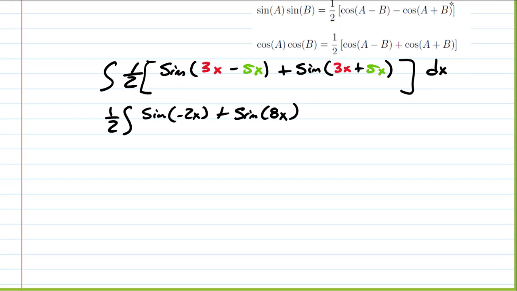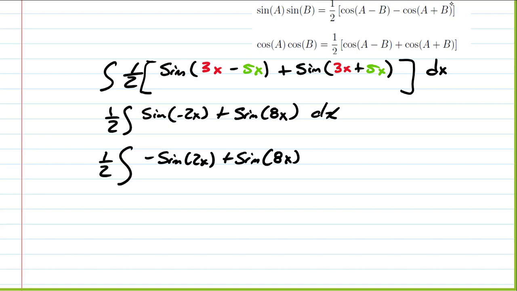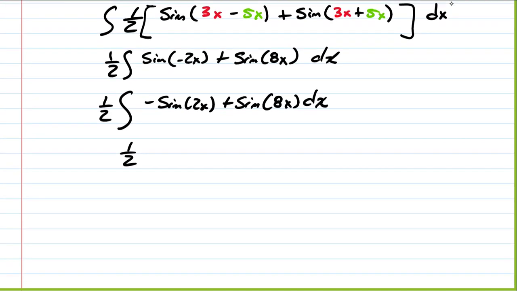And if we want, there's a couple more things we can do. Sine is an odd function, so that means we can take the negative outside of the sine function. If it was cosine, remember cosine's an even function, so it would have stayed the same, just without the minus sign. And now we can just do each of these integrals by themselves. So we get 1/2, and the antiderivative of sine is negative cosine, but we already have a negative, so that's going to make it positive. So we get cosine 2x, and we divide that by 2.